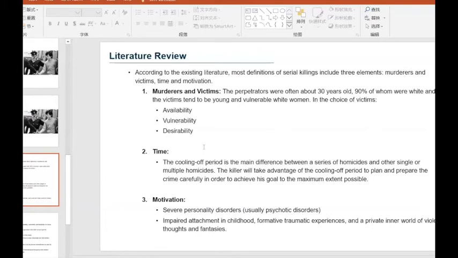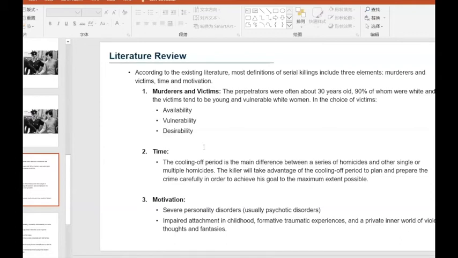Basically, serial killers usually regard young women in or near universities as well as elderly poor people living alone as first-class prey. Desirability means that the victims accord with the preference of the perpetrator, such as gender, age, occupation, and so on. The interval between a series of cases is also known as a cooling-off period, which can be days, weeks, or months.